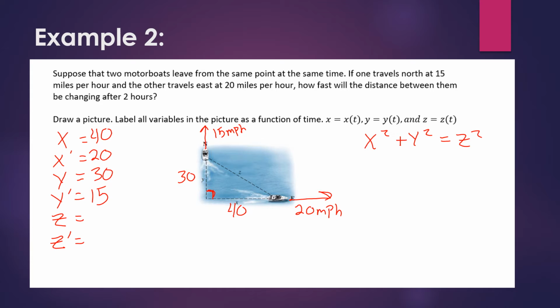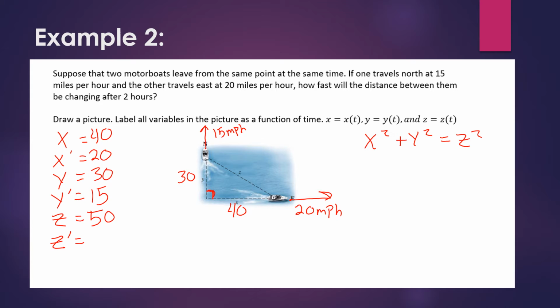Now, you might not see it right away, but we can actually find z very easily by plugging in 30 and 40. And this is a 3, 4, 5 Pythagorean triple. So z is going to be 50. If you don't see that, just plug in 30 and 40 for these variables, and you're going to find that z is 50.